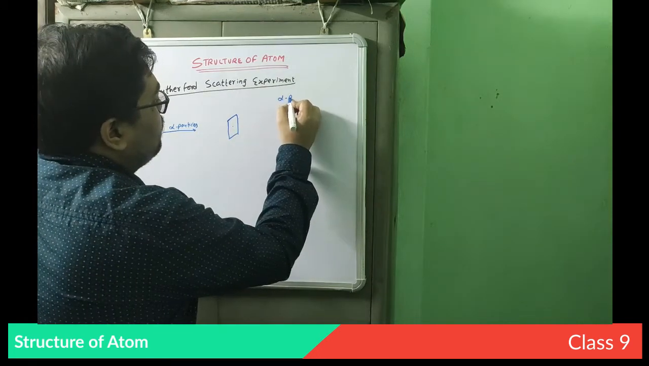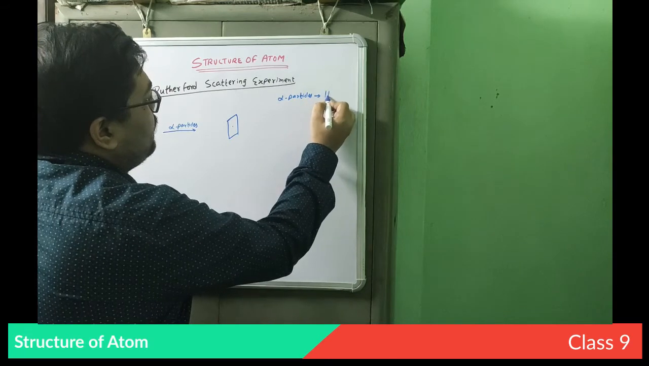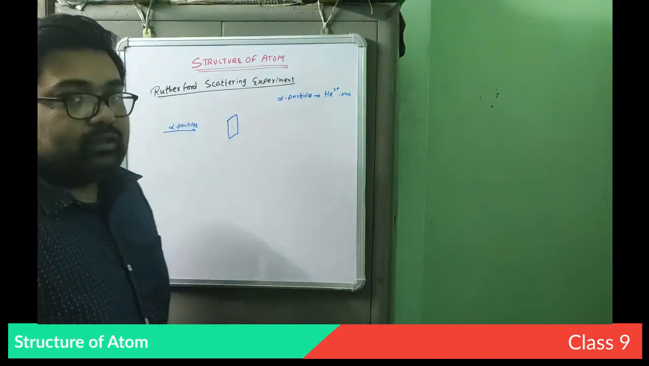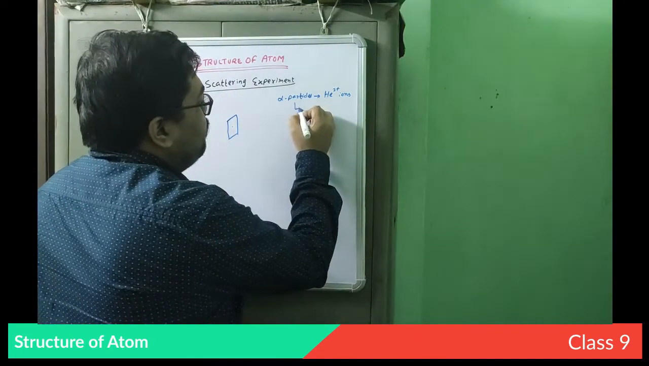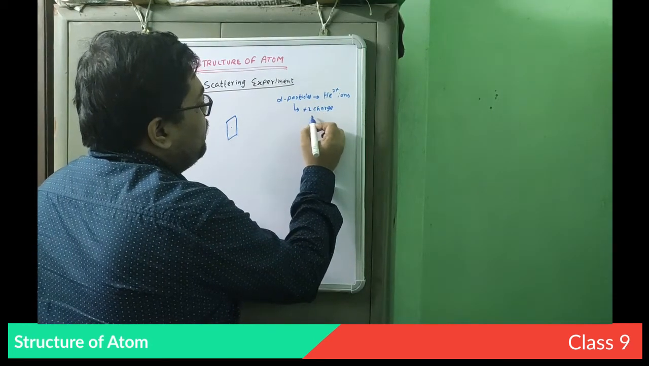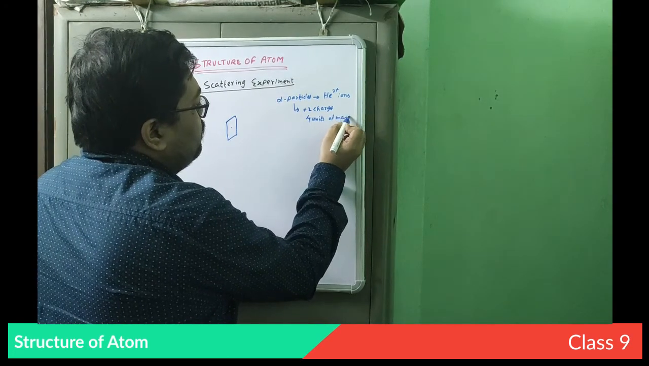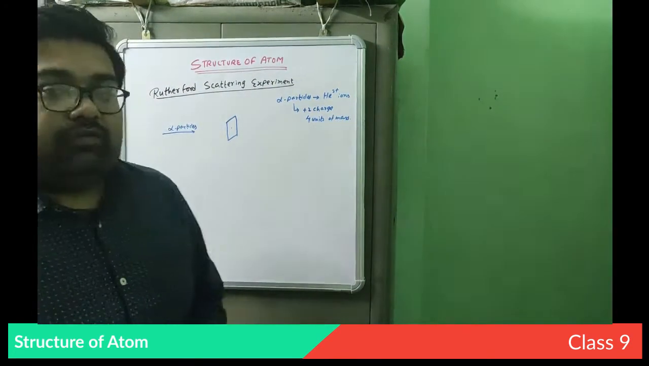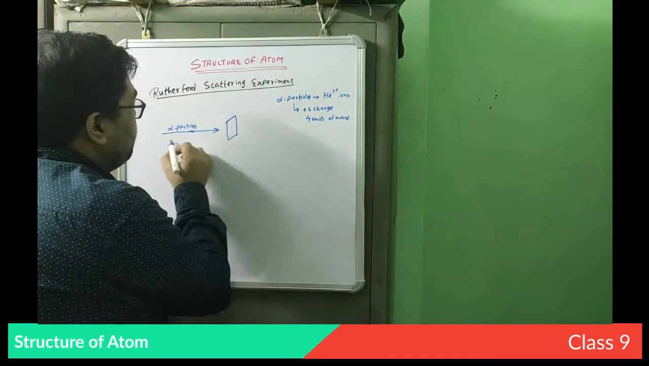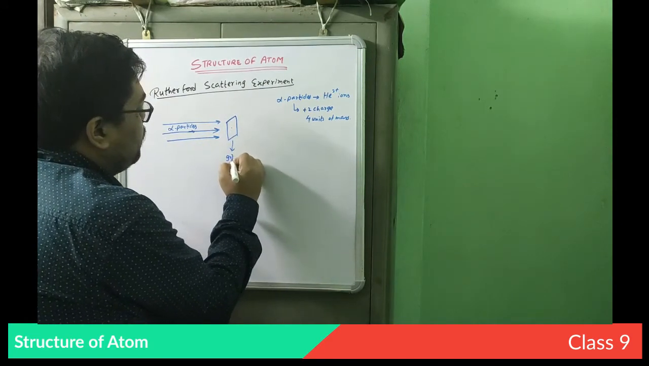See, alpha particles are nothing but helium 2 plus ions, right? That is, alpha particles have a +2 charge, and they carry 4 units of mass. So this comprises the alpha particles. Now the alpha particles were passed through this gold foil, right? Suppose this is a gold foil.